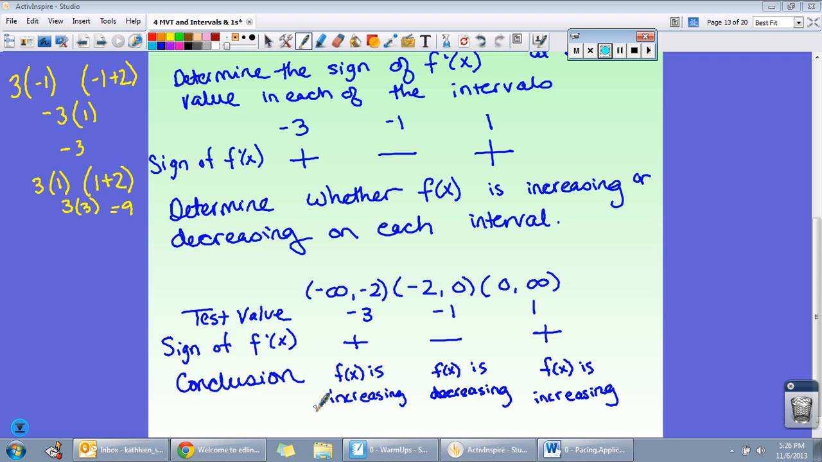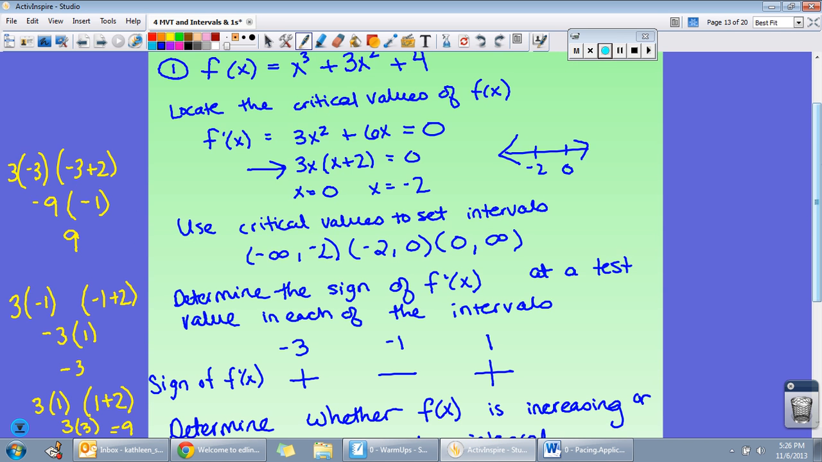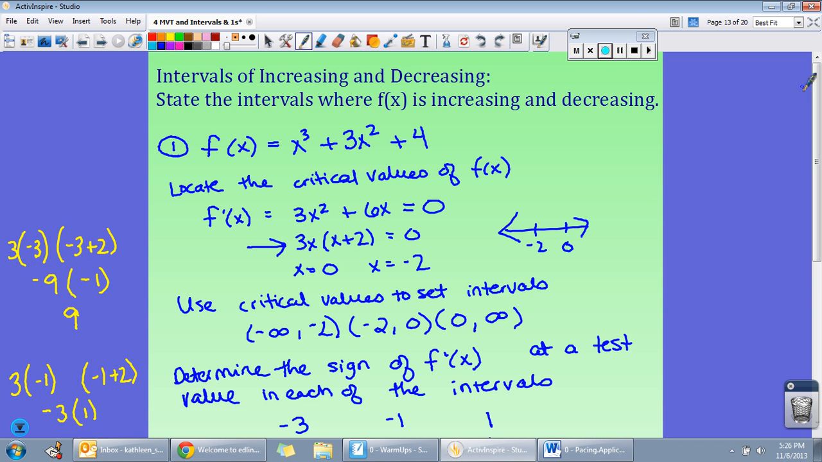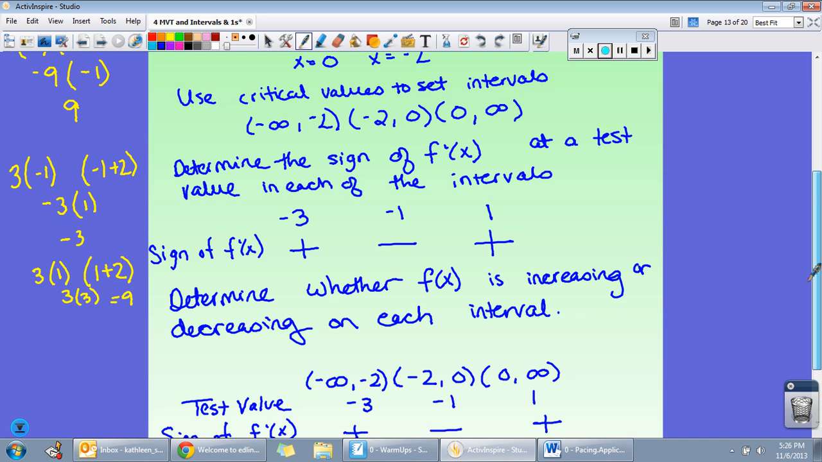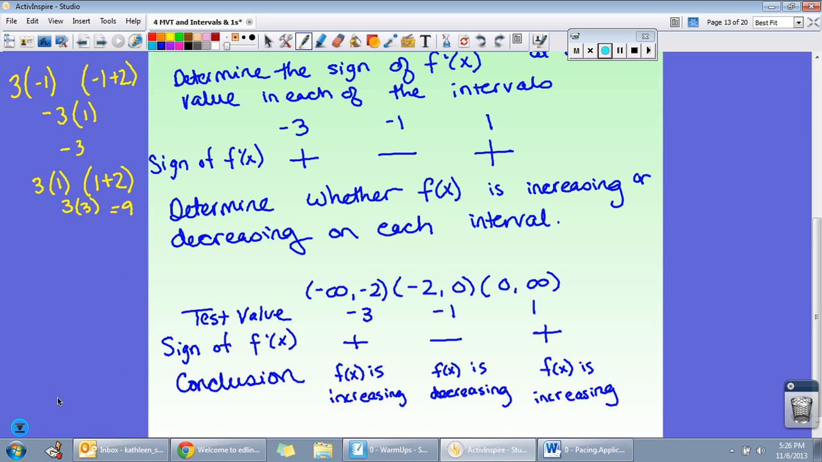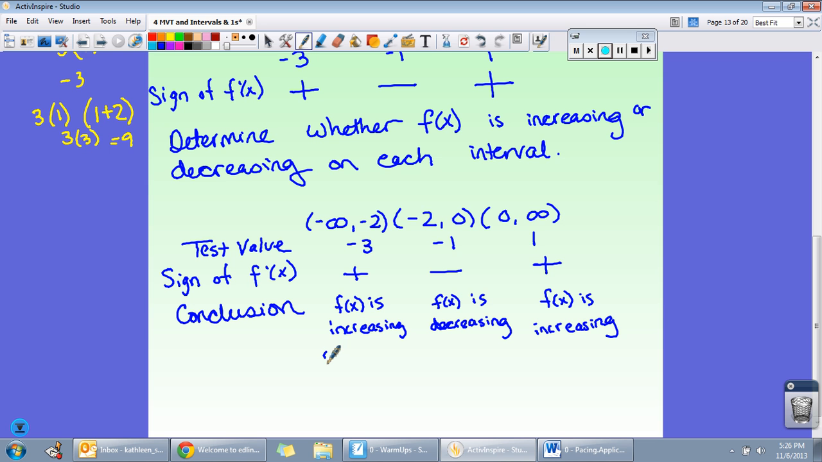So our original question asked us to state the intervals where the function is increasing and decreasing, and now we're using calculus to do that. So we say f of x is increasing on the interval from negative infinity to negative 2, decreasing from negative 2 to 0, and it's increasing on the interval from 0 to infinity.